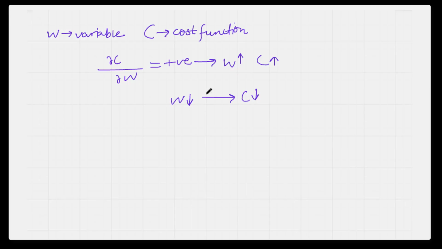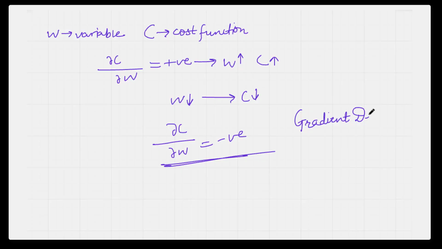If say my delta c by delta w is negative, just think about it, guys. This is just some brainstorming. Just think about it on your own. So this is the heart of machine learning, which is nothing but what is called gradient descent. Whatever we have seen till now is nothing but gradient descent.